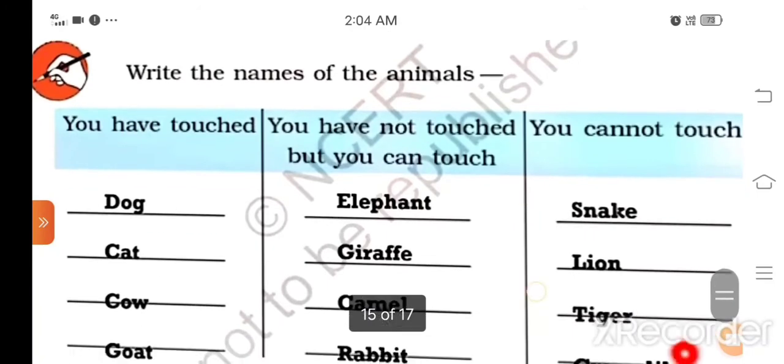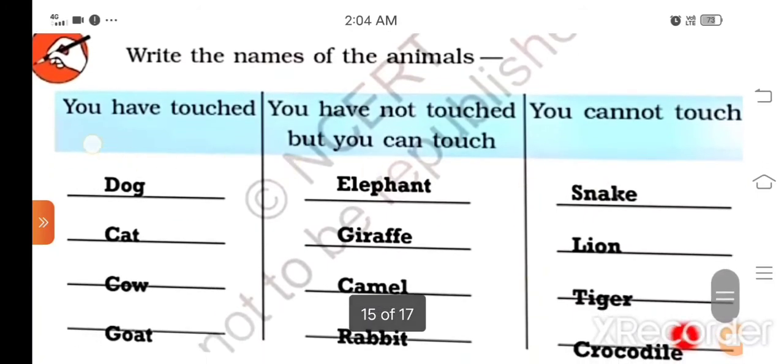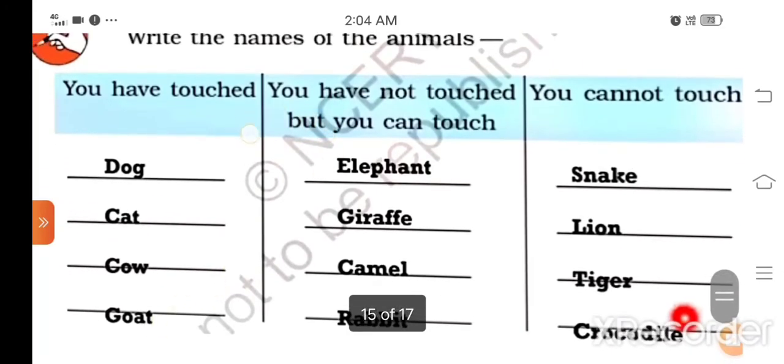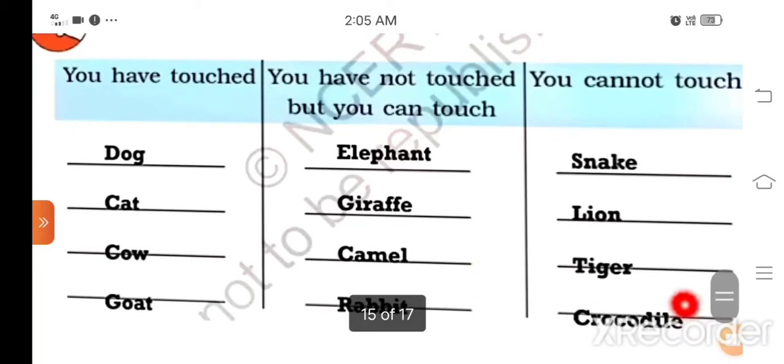Write the name of animal. Here you have to write the name of animals you have touched, like dog, cat, cow, goat, etc. Here you have to write the animals that you have not touched but you can touch. You haven't touched but you can touch. So these animals are elephant, giraffe, camel, rabbit. If you haven't touched, you can touch, because these are animals who never harm you. And you know that these animals are herbivores.